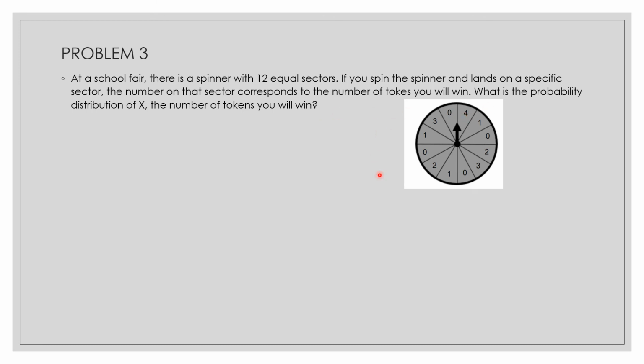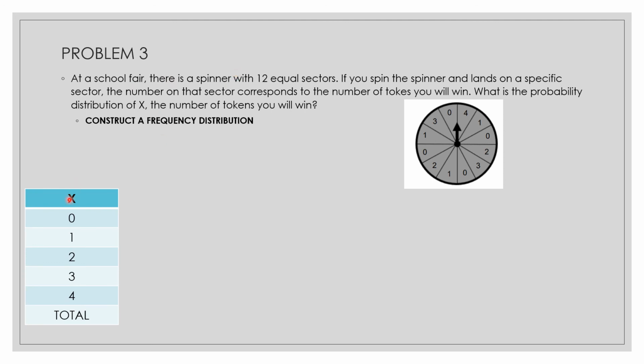So, ito yung ating spinner, no? And itong mga numbers, these represent the number of tokens. So 1 means 1 token, 2 means 2 tokens, 3 means 3 tokens, and so on. So what are our possible outcomes? Ito 0, 1, 2, 3, and 4. These are our possible X values. So we are going to construct a frequency distribution.